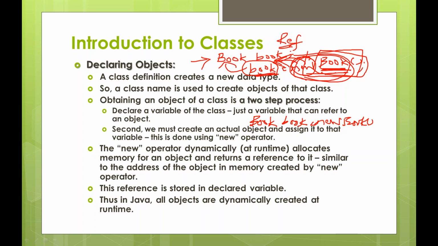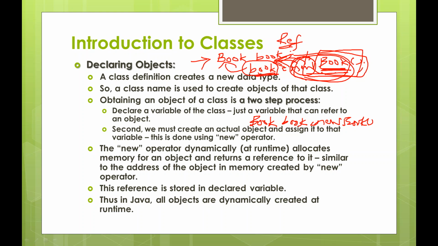Let us try to understand the new operator in more detail. This is the syntax for creating an object. We have earlier declared a variable of a particular class type. Then we use new, create an object, and assign it to the variable. The class variable is nothing but a variable of class type. Class name is the name of the class of which we are defining an object.